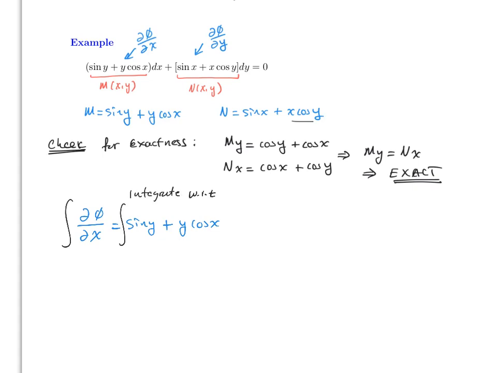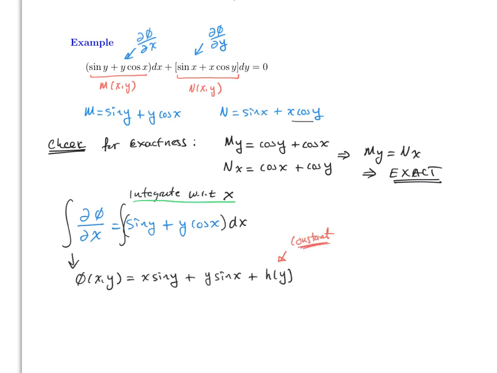With respect to x. It's very important that you understand this part. If we integrate with respect to x, on the left side we'll have phi of x and y. Now the integral of sine y with respect to x is just x sine y, and the integral of y cosine x with respect to x will be y sine x plus a constant, but the constant is now going to be a function of y.